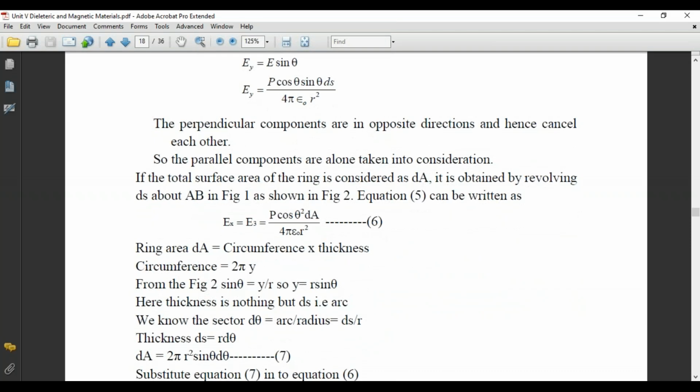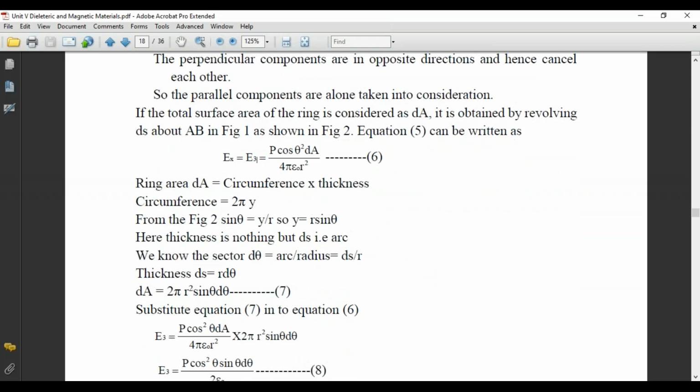Now we want to find the total surface area of a ring. Consider it as dA. It is obtained by revolving ds about AB in figure 1, as shown in figure 2. Equation 5 can be written as, Ex equals E3, since this is the parallel component. In the present situation we are talking about E3, so I am making this equal to E3: P cos square theta dA by 4 pi epsilon naught r square. Equation 6.